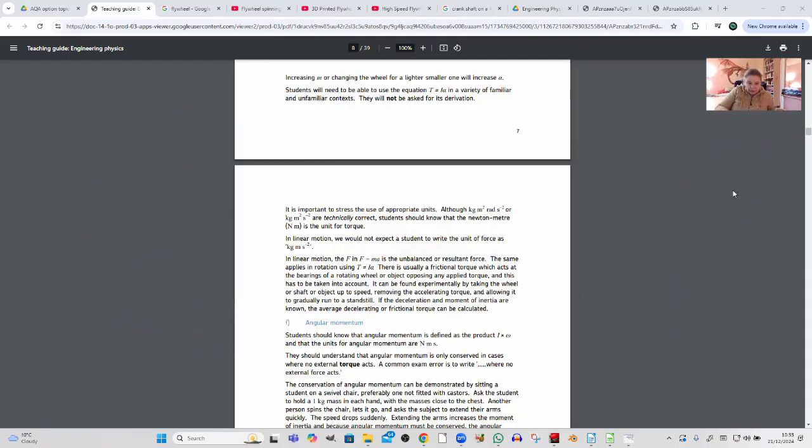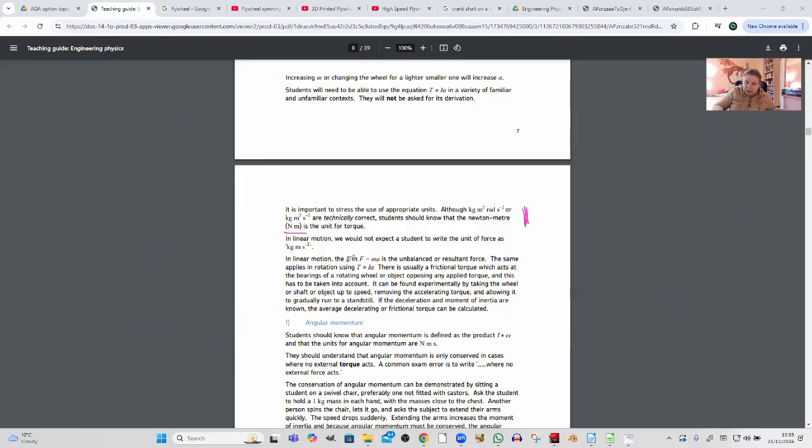So there is the thing about units. Newton meters is the correct unit for torque. In linear motion, we would not expect a student to write the unit of force as kilogram meters per second squared. So yeah, it should be newtons for force.